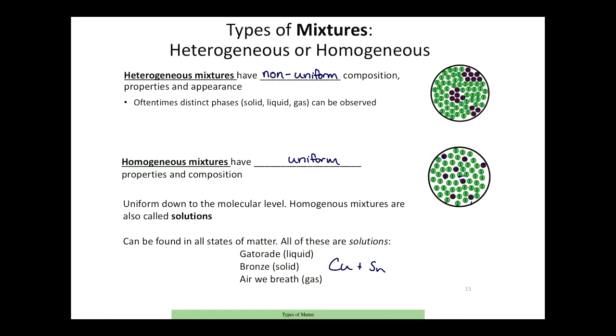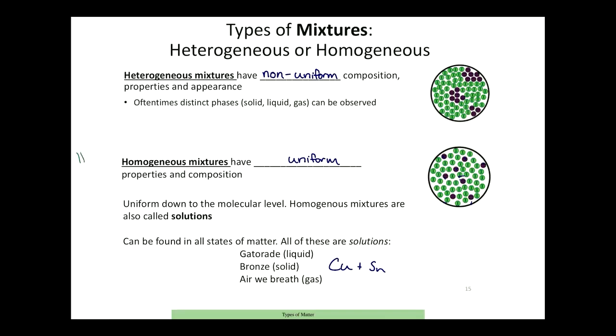All right, so we talked about pure substances, elements, and compounds, so let's talk about mixtures now. We have two types, heterogeneous and homogeneous. For the most part, as scientists, we're going to study homogeneous mixtures. Homogeneous mixtures are uniform, and these can be tricky because they often look like pure substances. But on the particle level, you do see the presence of different things.